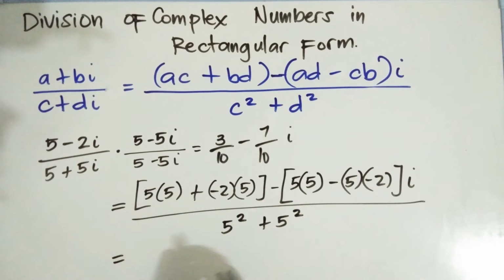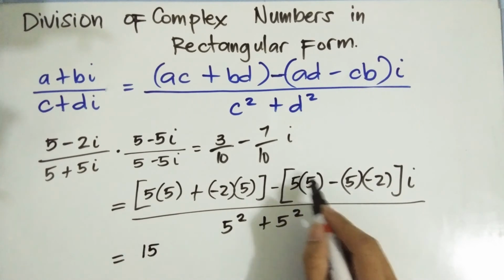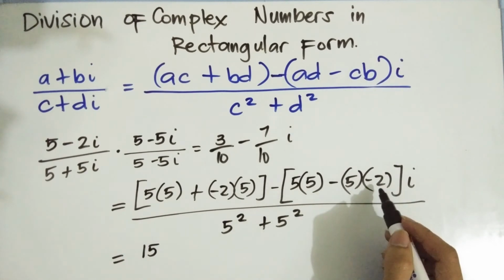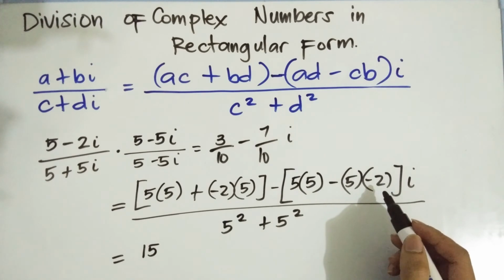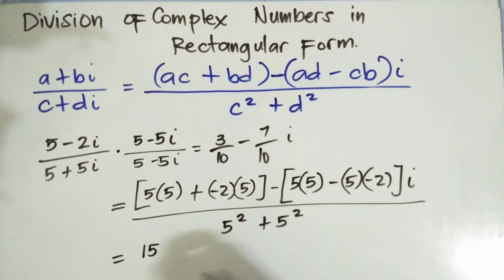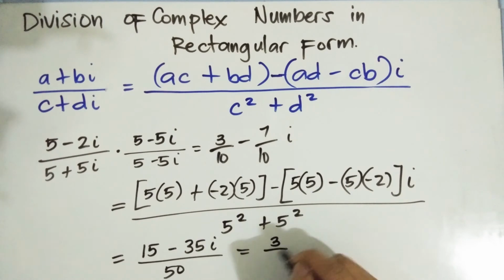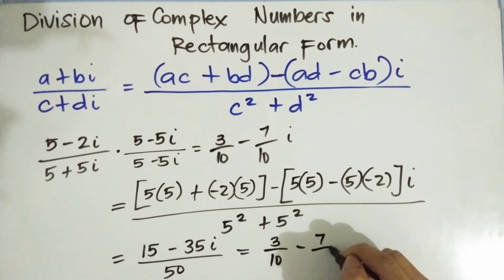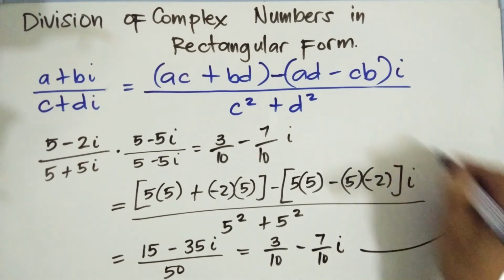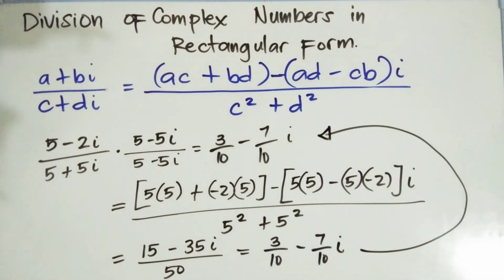Simplifying, we will have 25 minus 10. That would be equal to 15. And we have here 25 plus 10, that would be 35 times negative i is negative 35 of an i. The denominator is 25 plus 25, that would be 50. Further simplifying, we will have 3 over 10 minus 7 over 10 i. We arrive with the same answer using the long method.